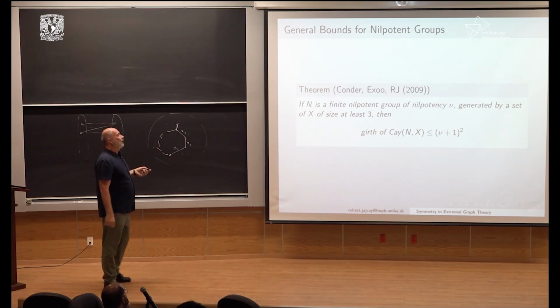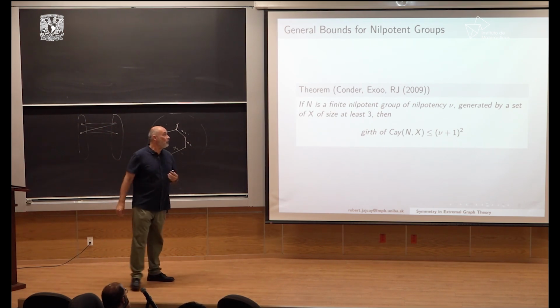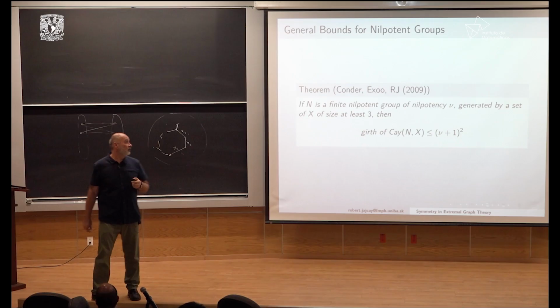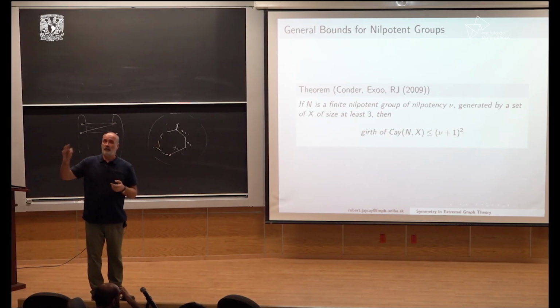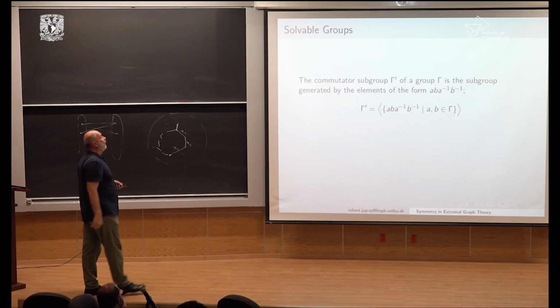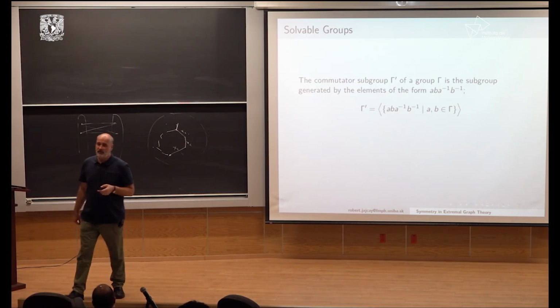So what is, again, the moral? That if you want to use nilpotent groups for your constructions, you need to use nilpotent groups with increasing nilpotency, because otherwise you stay within a range for your girth. All right, so if you don't like nilpotent, well, let's generalize.